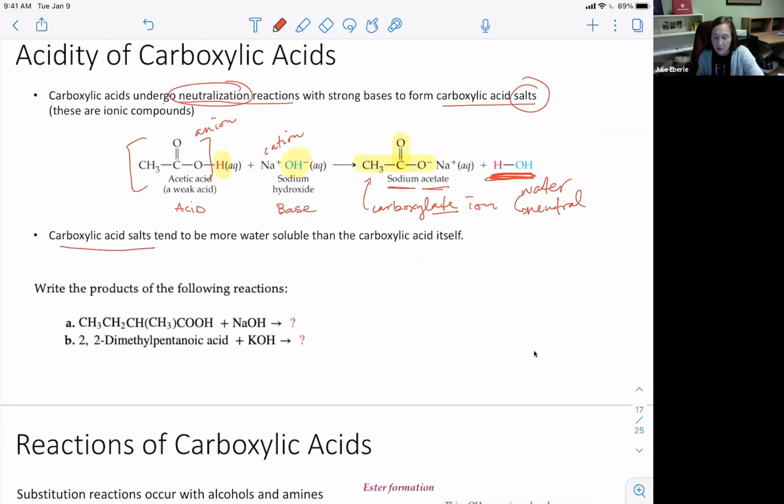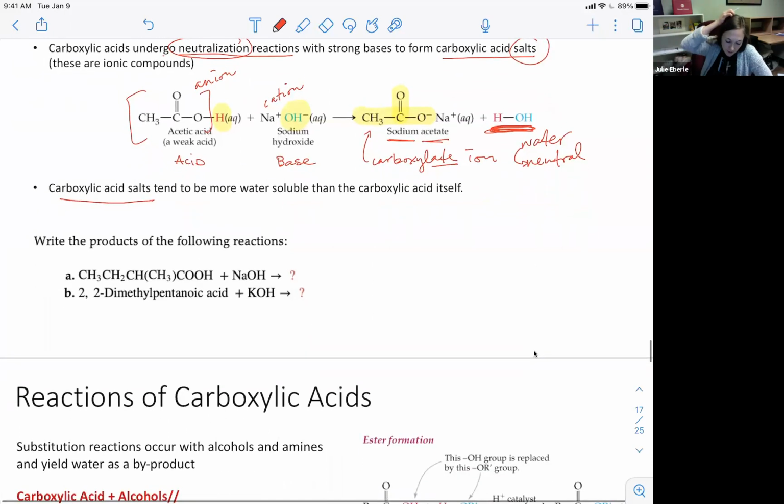The salts tend to be more soluble than the acid itself because you've got these strong charges, and water is a very, very polar solvent, and it readily dissolves things like salt. I mean, you guys know this. If you had a glass of warm water and you dumped some actual sodium chloride or any kind of salt in there, it would readily dissolve, right? Same idea here.